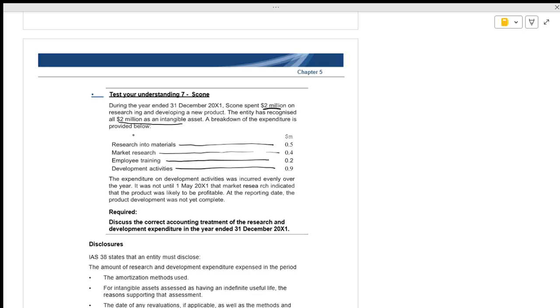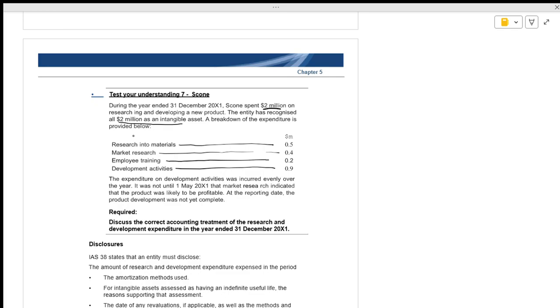Is it right? Now, when we are talking about the thing, which one we have to take and which one we should not take, that's very important. Is it? We are talking about the expenditure on research, market research, and the employee training. Is it right?